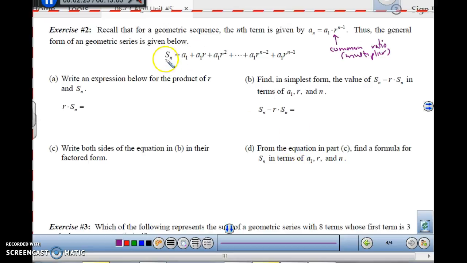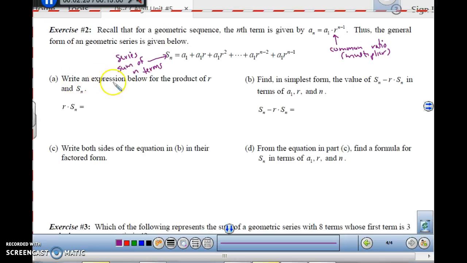Okay, so S of n for a geometric series, and this means the sum of n terms. You can see first term, first term times the common ratio, first term times the common ratio twice, and so on, and then first term times the common ratio 2 less times than the term you're on, and then 1 less time than the term you're on. So this would be the sum of the series. This makes up all the terms of the sequence.